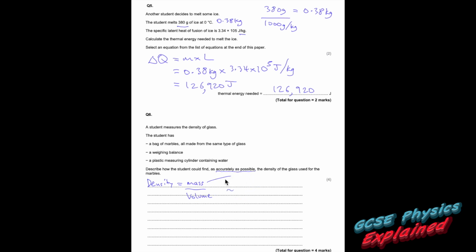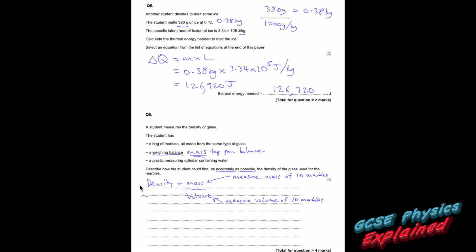Now, it says get it as accurately as possible. So what they mean, instead of just getting the mass of one marble, is let's get the mass of multiple marbles. And when they're saying it's a weighing balance, what they really mean is a mass top pan balance. But they probably didn't want to use the word mass, otherwise that gives the game away. So let's measure the mass of 10 marbles. If we're getting the mass of 10 marbles, we need to get the volume of 10 marbles. We'll end up getting the density of one marble because we're doing the mass of 10 marbles divided by the volume of 10 marbles, just in case you were worried.